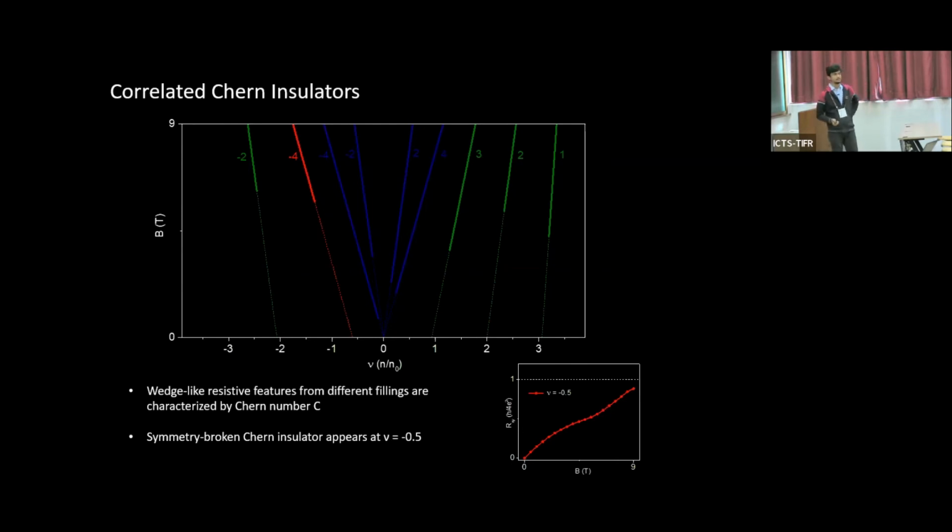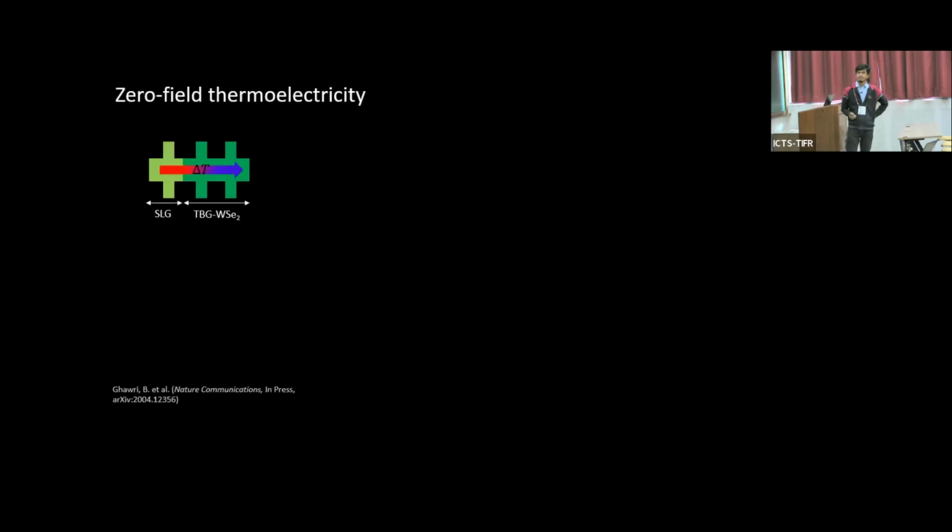Okay, so all these correlated states we observe at a finite magnetic field, but to realize these states at zero magnetic field, we have done a thermoelectric transport measurement, which Bhaskar explained in detail. We pass a heating current through single layer graphene, and we measure a thermovoltage across the twisted bilayer WSe2 channel. This is the well-known Mott formula for the Seebeck coefficient.